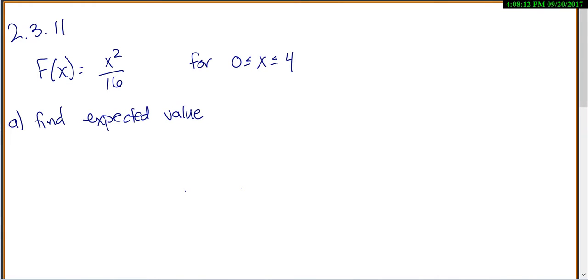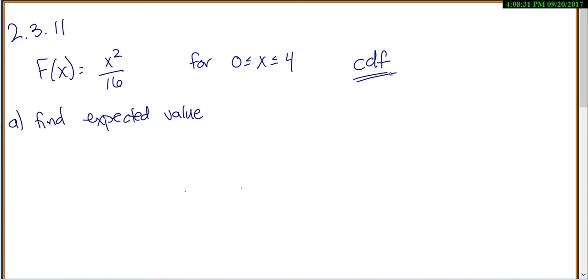In 2.3.11, we're given this capital F of x, and notice that this is the CDF. It's the cumulative distribution function. Again, for cumulative probabilities, it tells you all the probability up to a certain x. It's not the PDF. So keep that in mind while you do these problems.